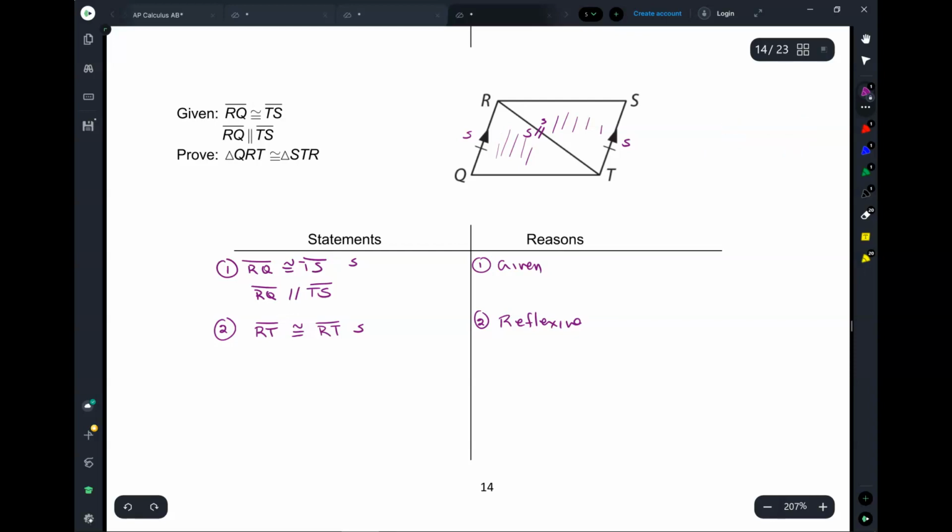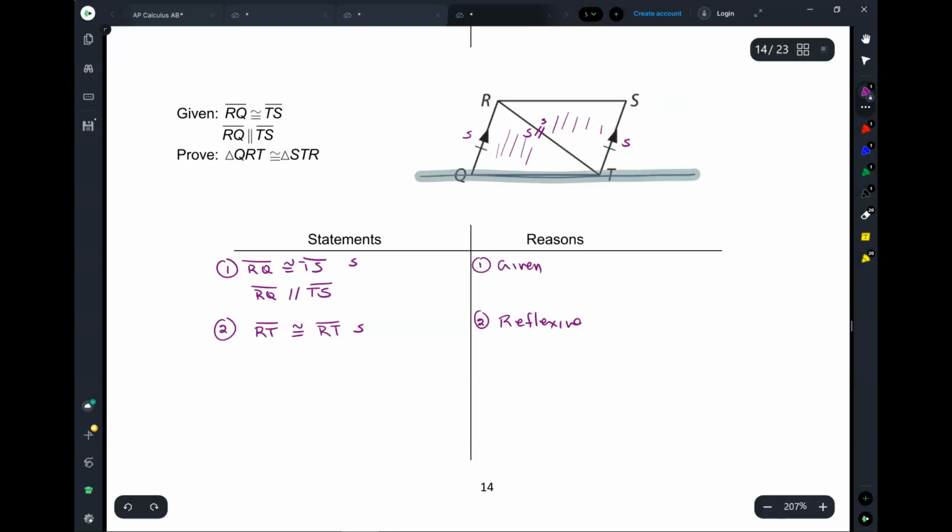But how can we use the parallel lines to come up with some angles that are congruent? Harrison? Angle S and Q. So we don't have an S and Q, but look at this. Let me extend this, and let me extend this.